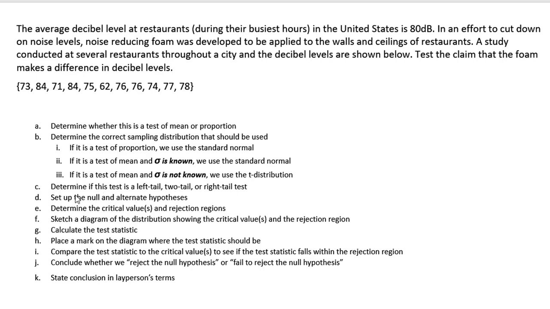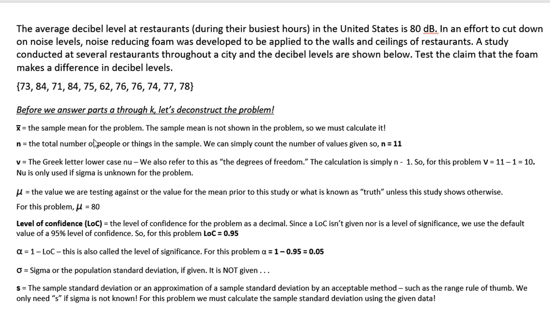Also, we can do part C real easily. Determine if this test is a left tail, two tail, or right tail test. Well, this is a two tail test because if we look at the final statement, it says test the claim that the foam makes a difference. That expression, makes a difference, would mean make a difference either way. This foam, hypothetically, could actually increase noise levels for all we know. We hope it decreases noise levels, but we just want to know, does it make any kind of a difference at all? We still need to find the things we found with the previous tests.